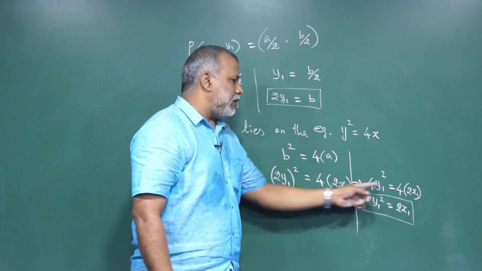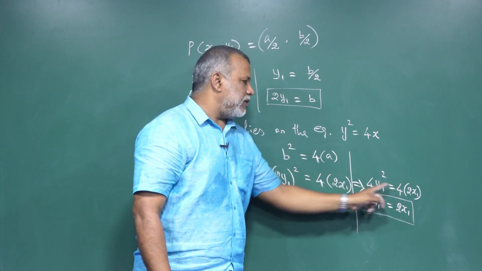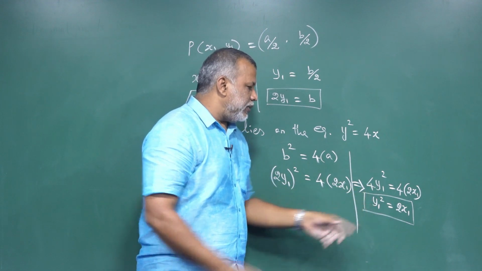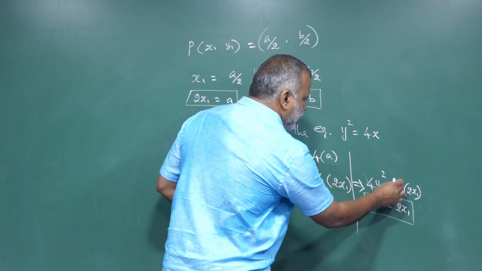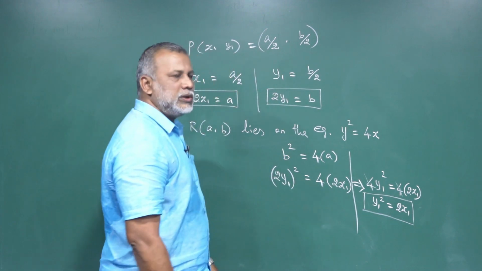So 4y1 squared equal to 4 times 2x1. This 4 will be removed. We can get y1 squared. This 4 will be removed. So y1 squared equal to 2x1.